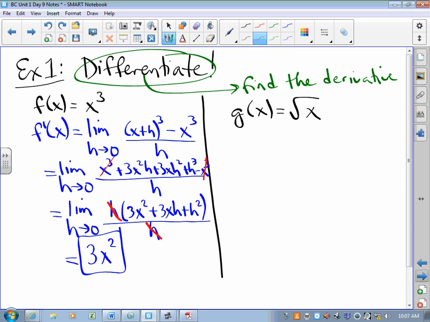Over on the right, I'll use the alternate definition of derivative here. I'll use the alternate definition. I'm going to say f prime.